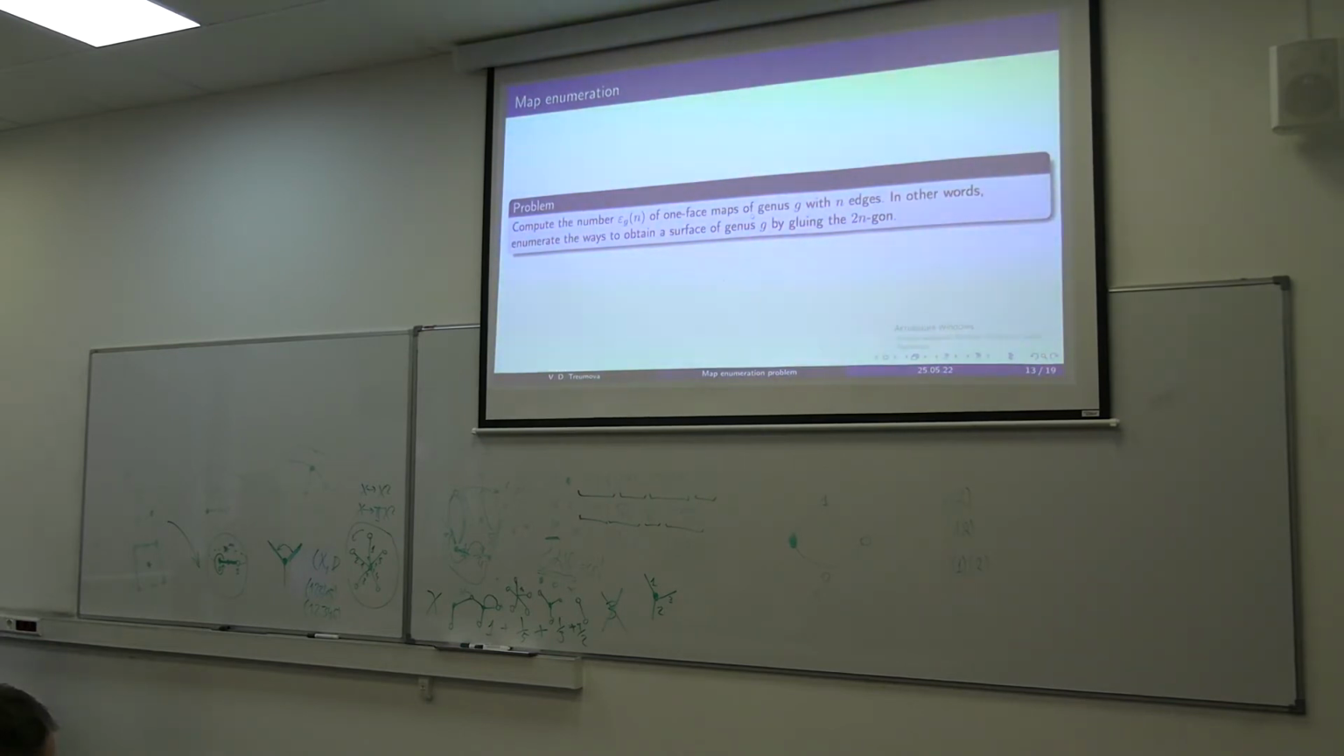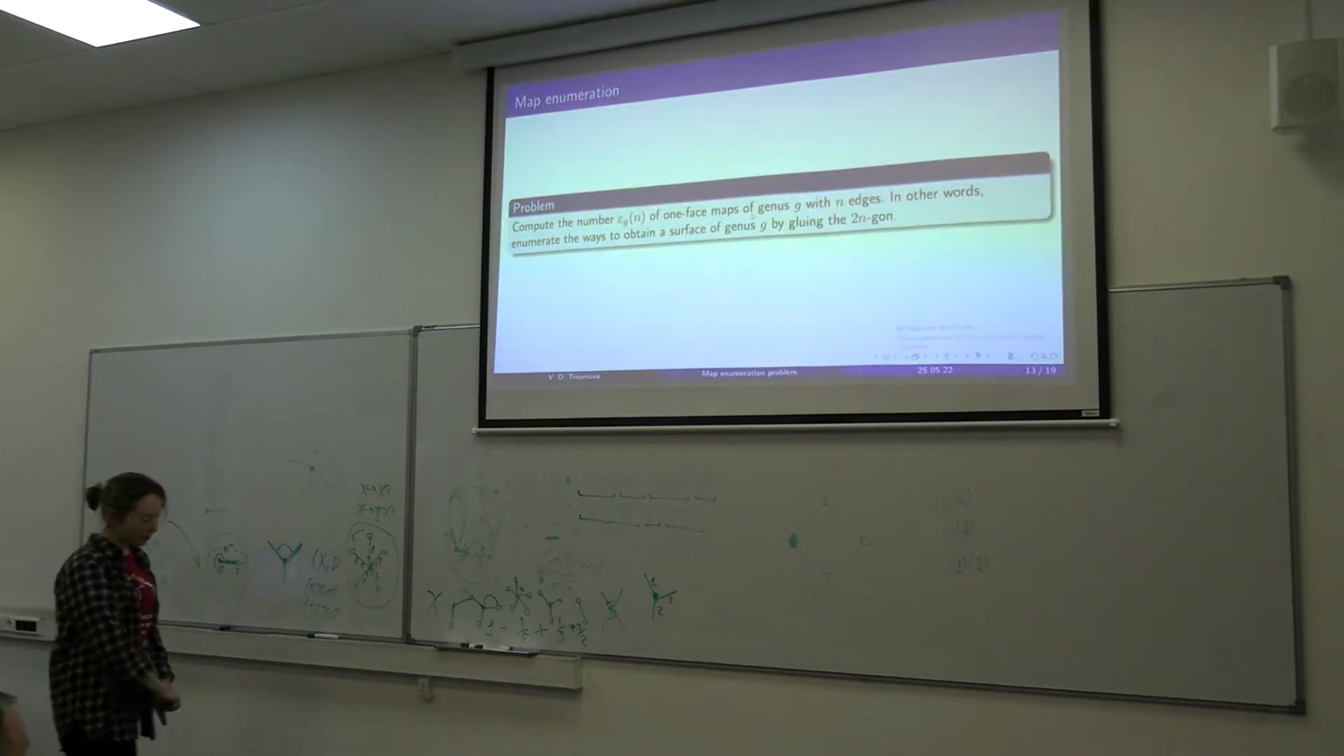And then I want to solve this problem. Compute the number of one-face maps, that means maps that have one face, of genus g with n edges. Here we have two parameters, genus and the number of edges. So in other words, it is equivalent to enumerating the ways to obtain a surface of genus g by gluing the sides of a polygon.